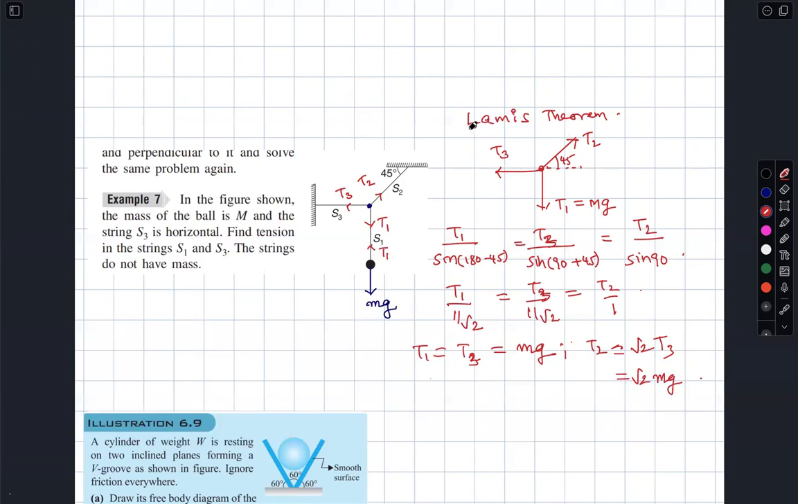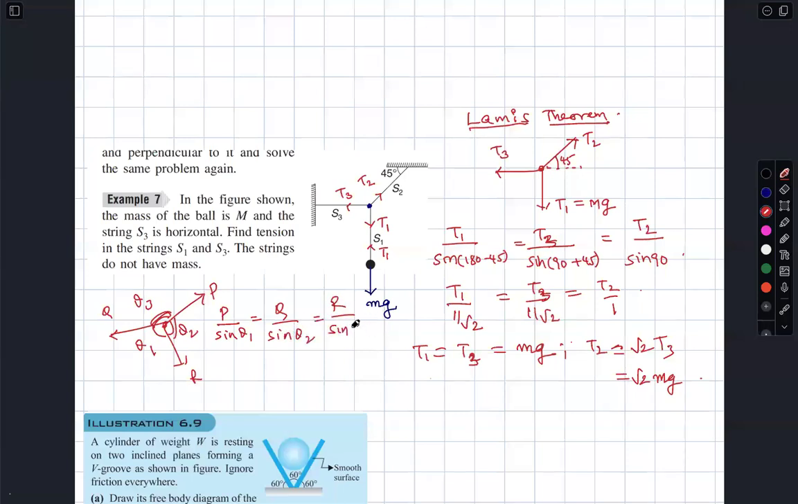Don't ask me how you got Lami's theorem, which I have done long back. Very simple. The application part is like this. If we have three forces P, Q, R keeping the system in equilibrium, and this is theta 1, this is theta 2, and this is theta 3, then Lami's theorem says P by sin theta 1 is equal to Q by sin theta 2 is equal to R by sin theta 3. This is Lami's theorem. I have simply applied that.